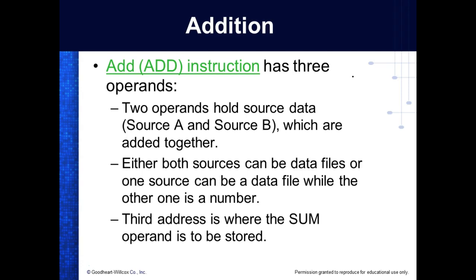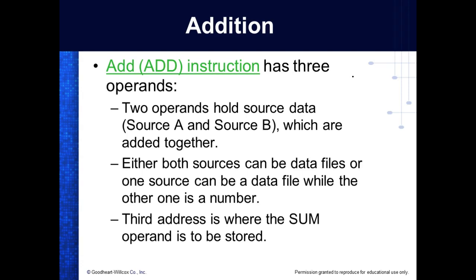So, 2 operands hold source data. We're going to call them source A and source B. So the add instruction itself does not have an address, because you're going to add 2 numbers together, right? It's the operands that have the address.